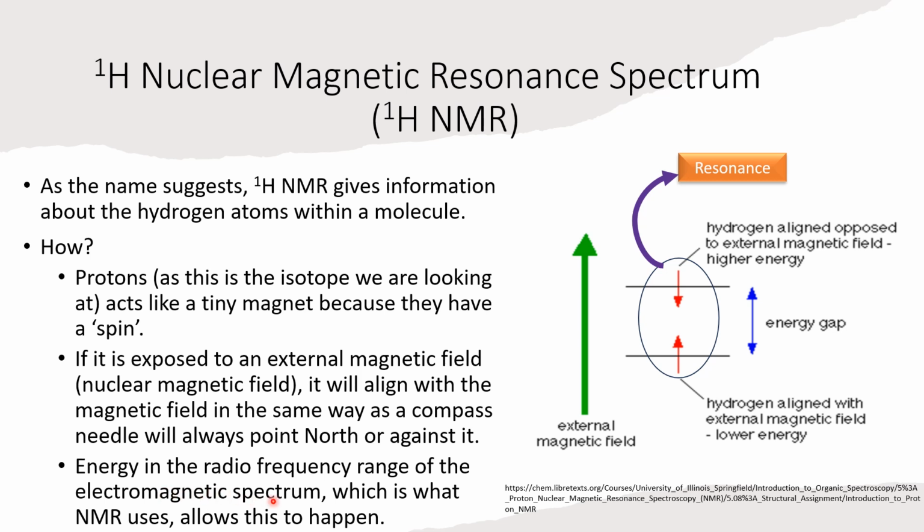So energy in the radio frequency range of the electromagnetic spectrum, which is basically what the NMR uses, allows this to happen. So I think you're familiar with MRIs in the medical field. That's the scanners. This works in the same way, but it's in the lab, and it's specifically looking at the proton NMR.